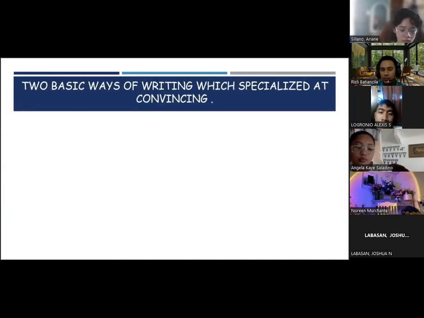Okay, so there are two basic ways of writing which are specialized at convincing. So we will be having the introduction of persuasion tsaka argumentation. Kasi of course, it is very much important to know how to write persuasively tsaka argumentatively, which helps you in writing a position paper. Kasi ganun din sa position paper, na dapat na-persuade natin yung nagbabasa.